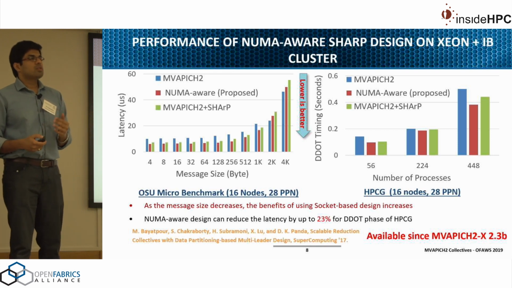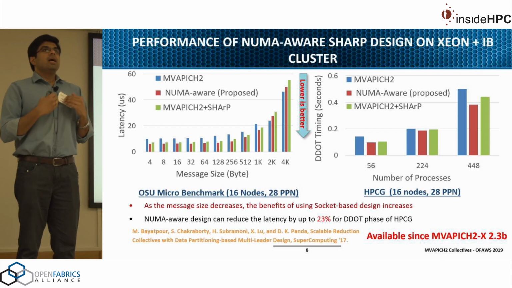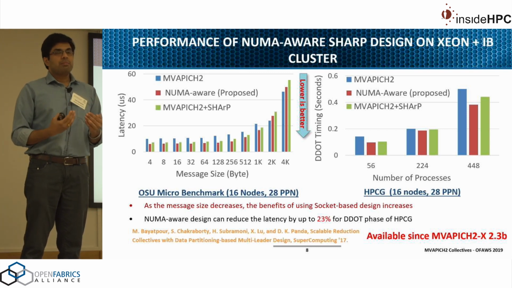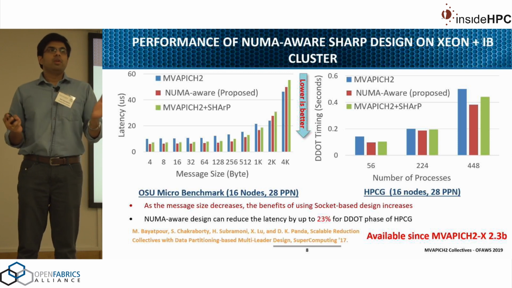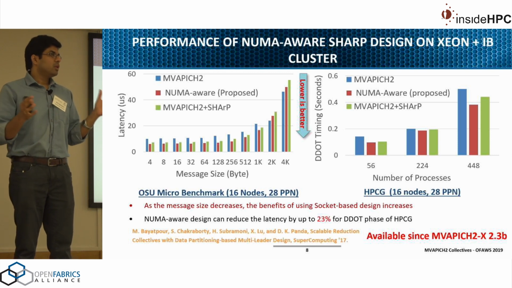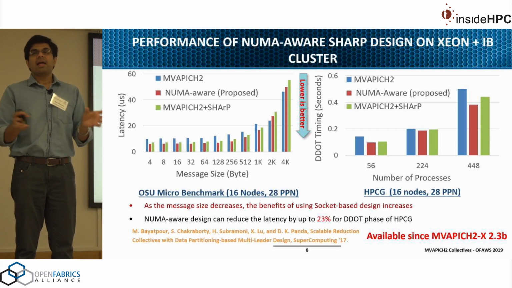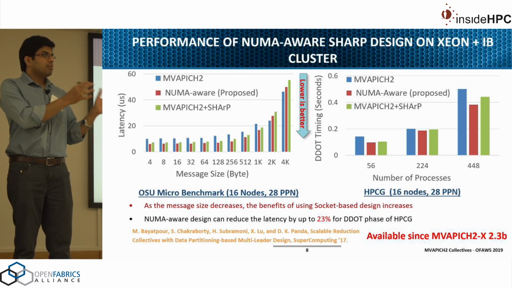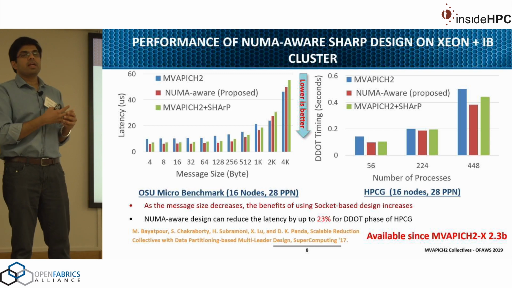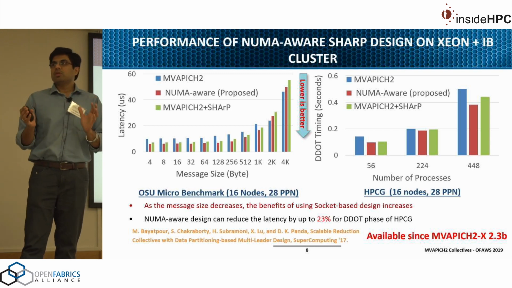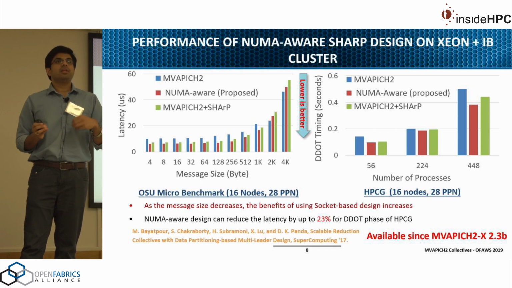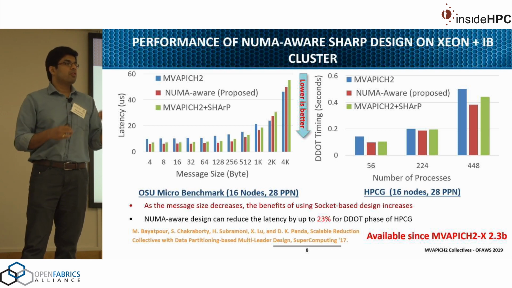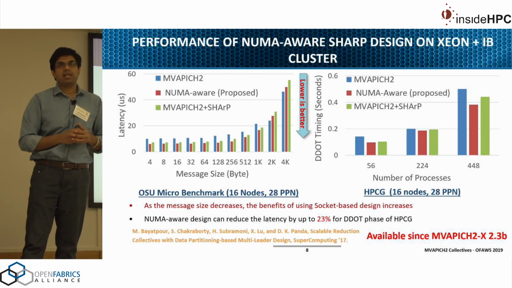So what we tried to do was create efficient multi-level algorithms for Sharp which are aware of your intra-node process layout. Your typical HPC node has multiple sockets, and each socket would be at a particular distance away from your network interconnect. And most of us know that in order to get the best performance, the process which is doing the internode communication should be physically close to the HCA.